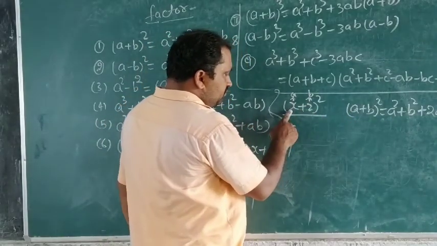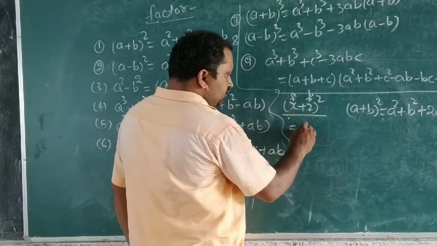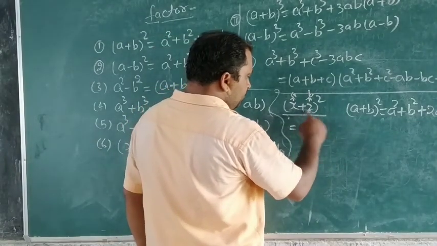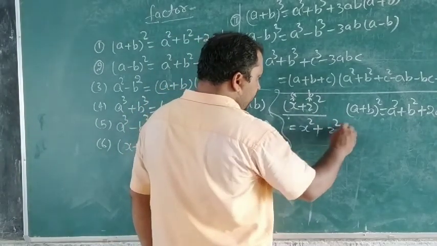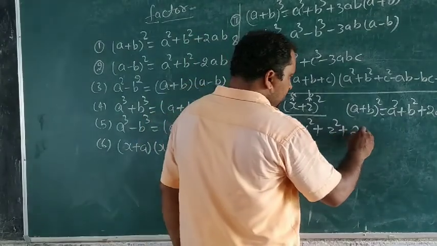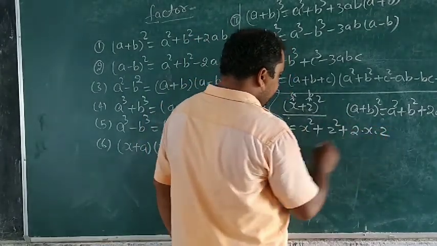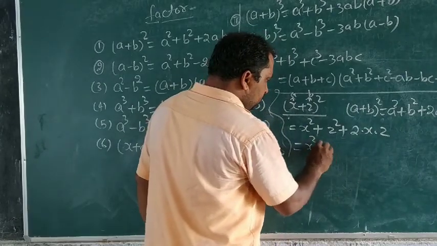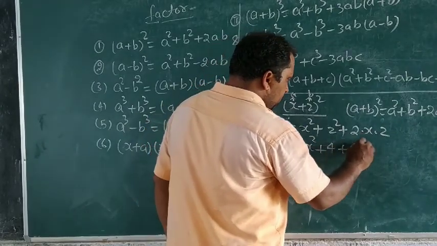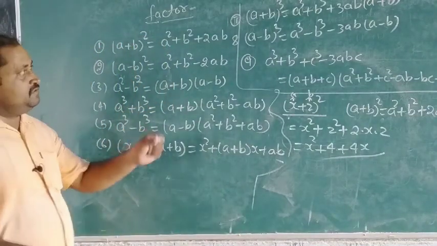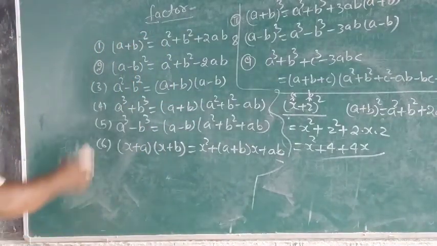A square means, a is in the place of x, this means x square plus b square, b is in place of 2 square, plus 2ab, 2 into a means x, 2 means b. This will be equal to x square plus 4 plus 4x. This is the answer. Note this type's questions.